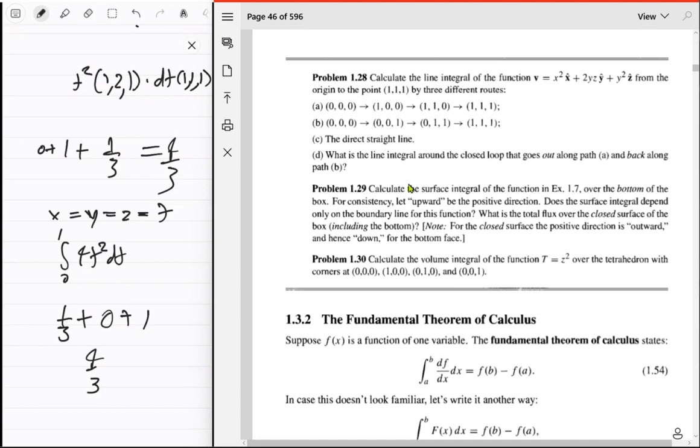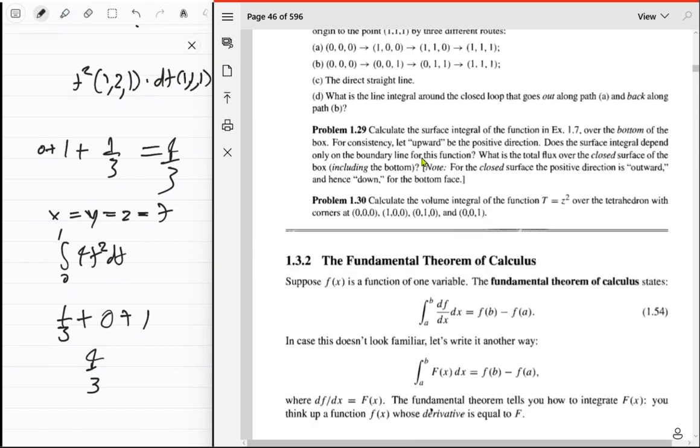What is the line integral around a closed loop that goes out along A and back along path B? 0. Come on, really? That's pretty obvious: when you go in the reverse direction along B, every single infinitesimal thing you add is the negative of what it was, because your dr vector is the negative of what it was when you were originally going along the path. So when you're going back along path B, it's negative 4/3. So this would be 0. Yeah, that's the line integral.